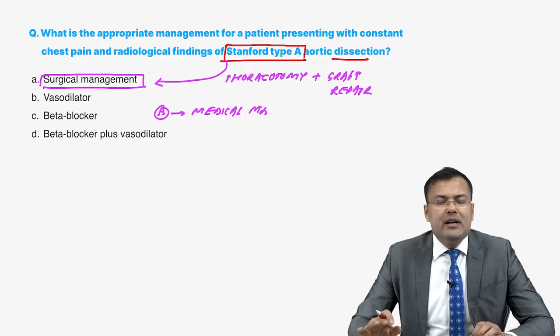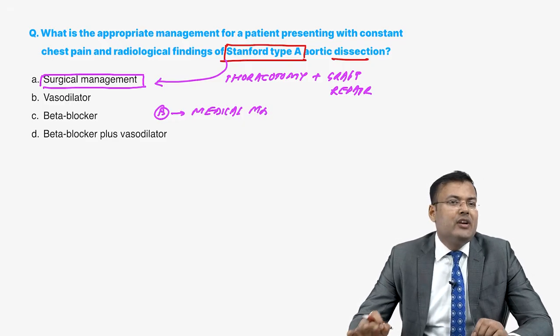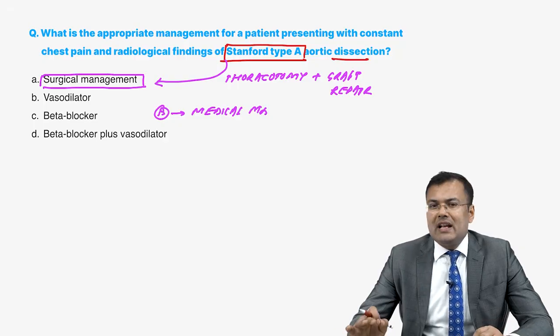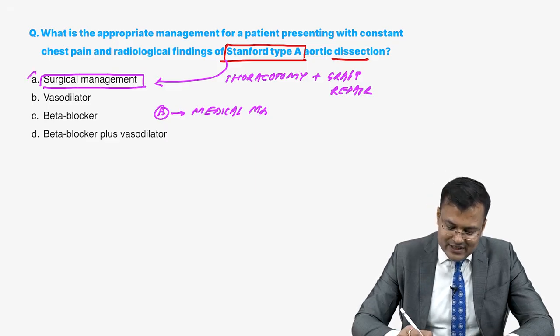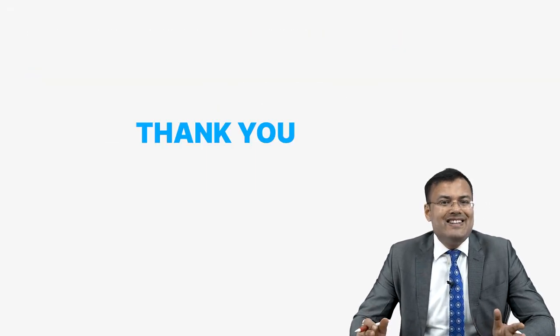And for BP control, you know that in aortic dissection, which agents are used? We are using short-acting beta blocker, that is esmolol, or nicardipine. Clear? So the correct answer for this question is A, and this is all about the arterial disorders part.